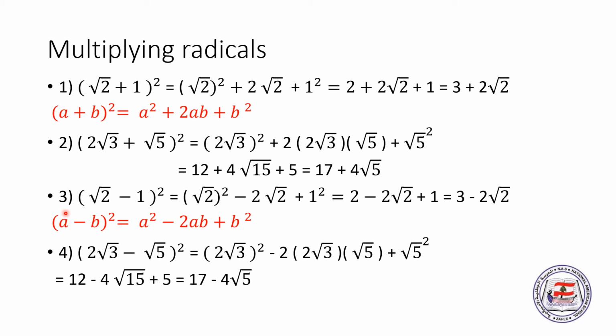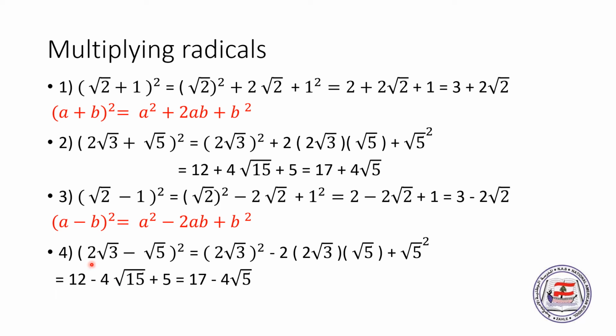And number 3, if we have radical 2 minus 1 squared, it's like the remarkable identity rule a minus b squared. It should be expanded in the form a squared minus 2ab plus b squared. So it gives radical 2 squared minus 2 radical 2 plus 1 squared. Reducing this expression, we get 3 minus 2 radical 2.